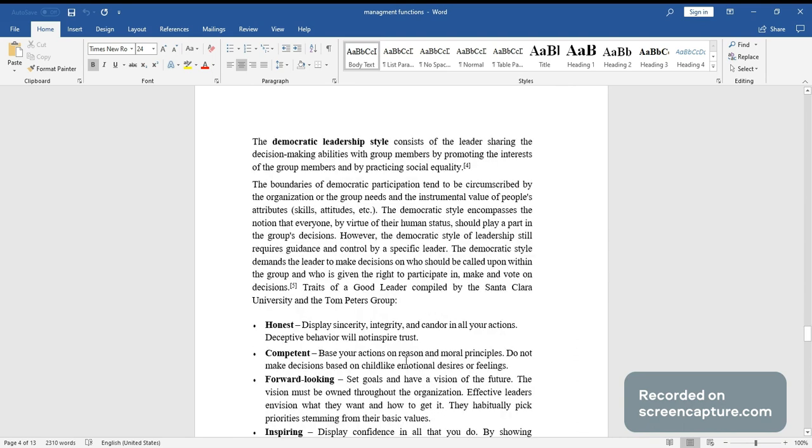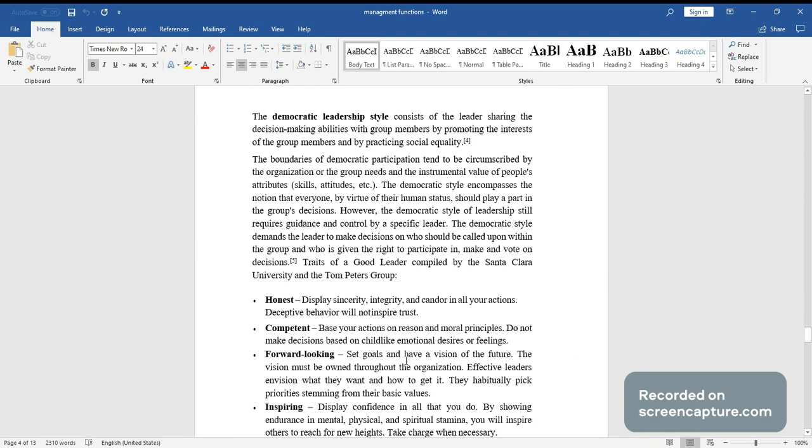Next, we can see that the boundaries of democratic participation tend to be circumscribed by the organization, and in the democratic style, everyone, by virtue of their human status, should play a part in group decisions, by the consent of all the members in the group, to maintain the participative leadership style.